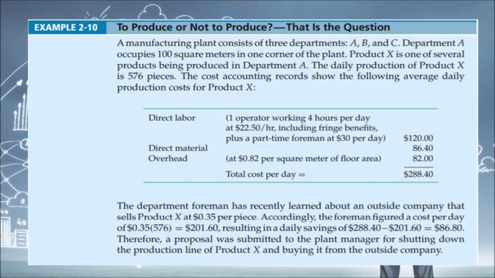Accordingly, the foreman figured a cost per day of $201.60, resulting in a daily savings of $86.80. Therefore, a proposal was submitted to the plant manager for shutting down the production line of product X and buying it from an outside company.